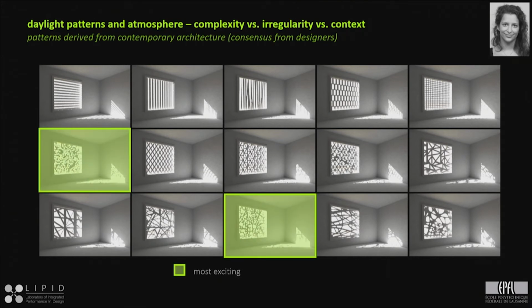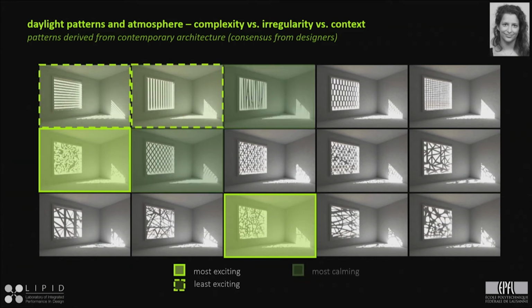So the most exciting ones were these. Maybe you agree, maybe you don't. And the least exciting were those. The most calming are those. Maybe the study will change after we reach the 100 people. And the least calming was this one. So this gives us an indication, again, of pattern preferences.